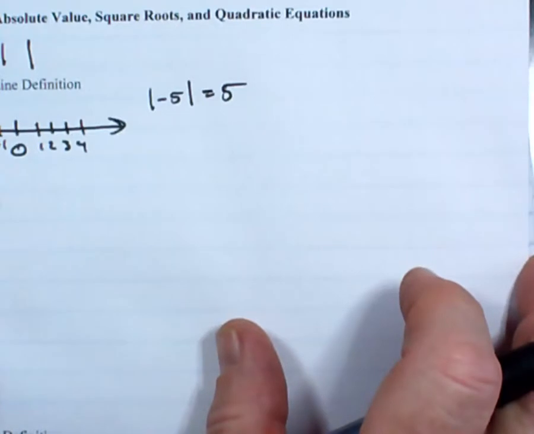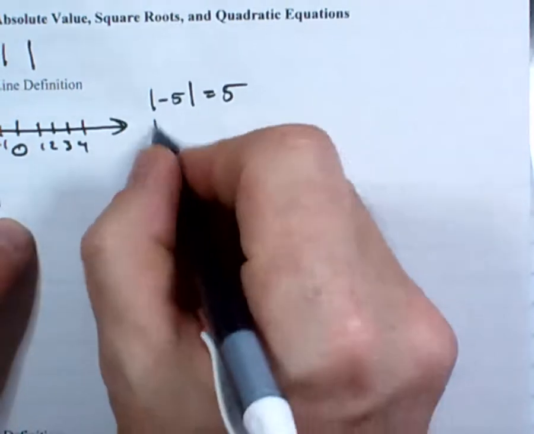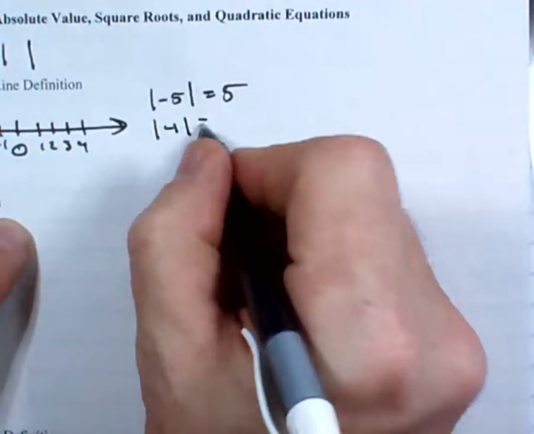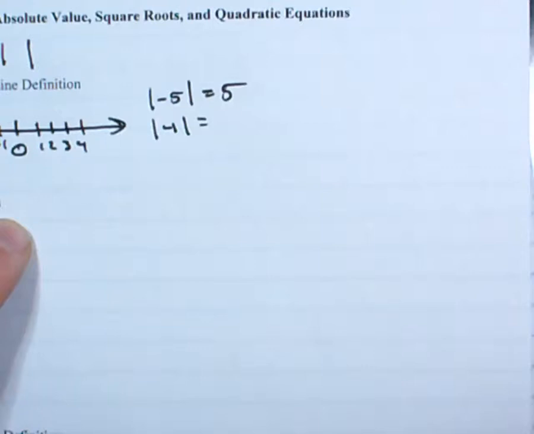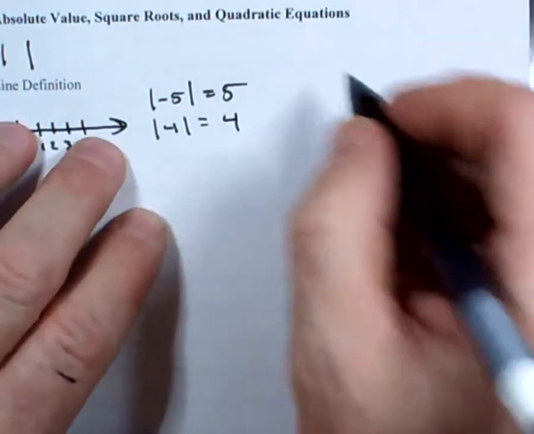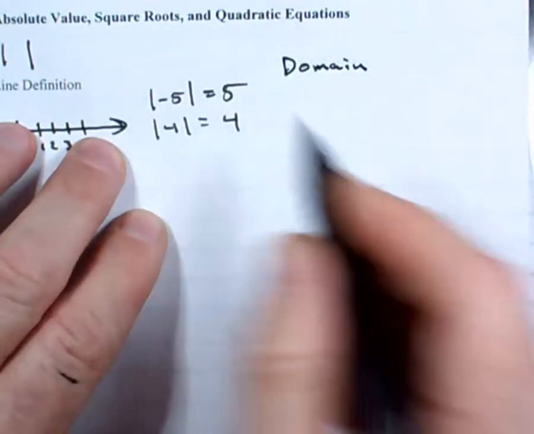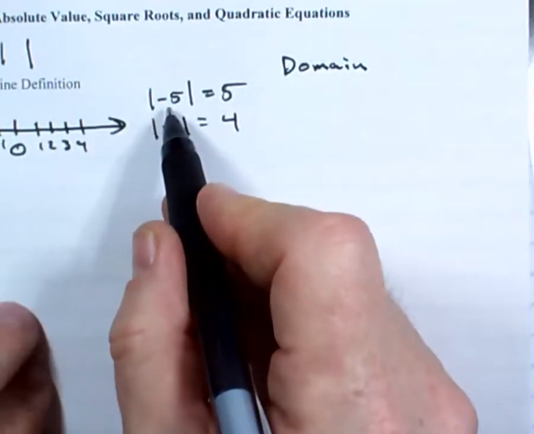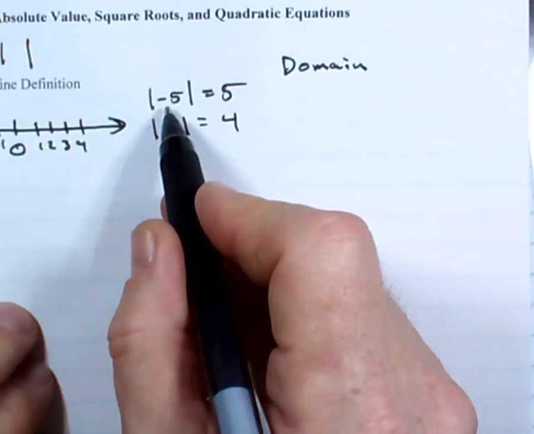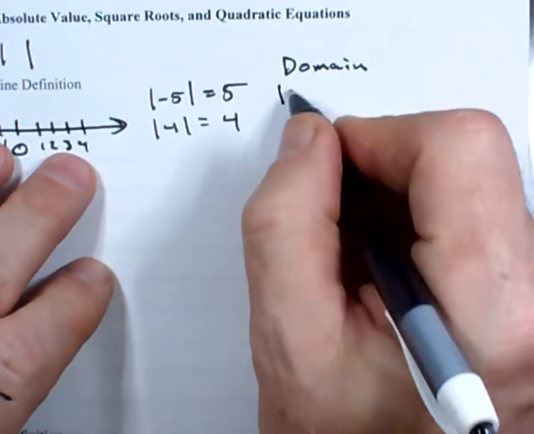What did I put in the absolute value function? What did I get as an answer? 5. What did I put into the absolute value function? 4. And I got a 4. Now, over here I'm going to have the domain. Domain is x, right? So I have this.